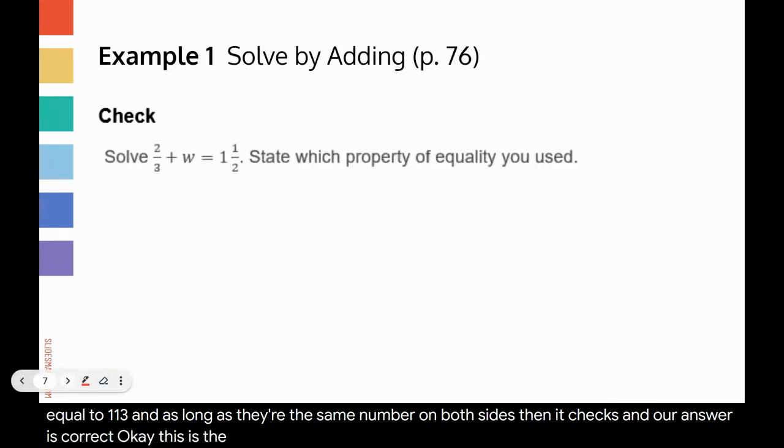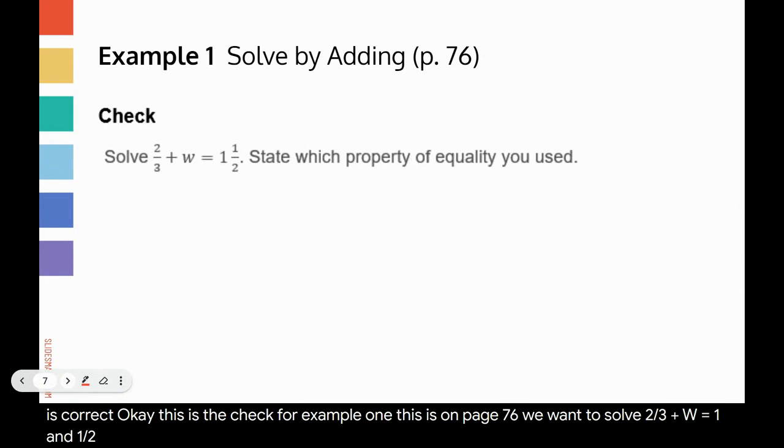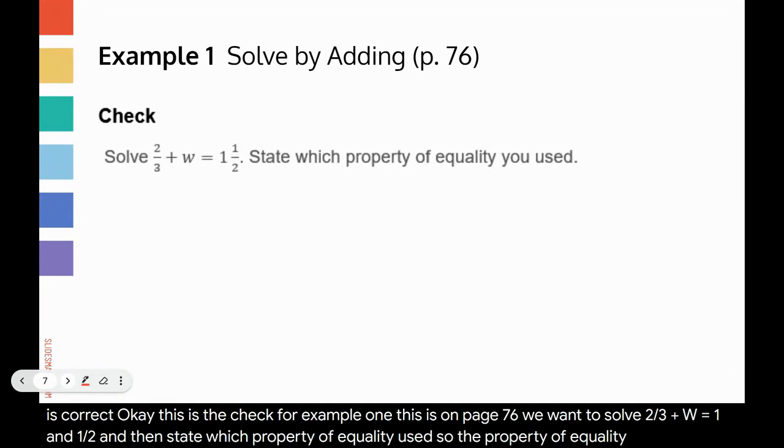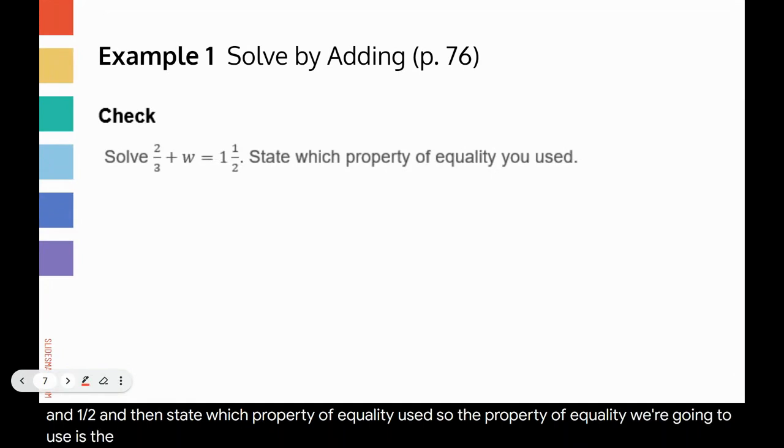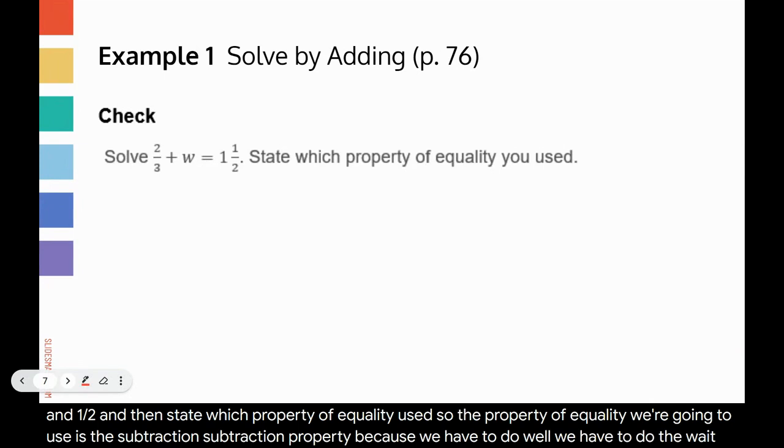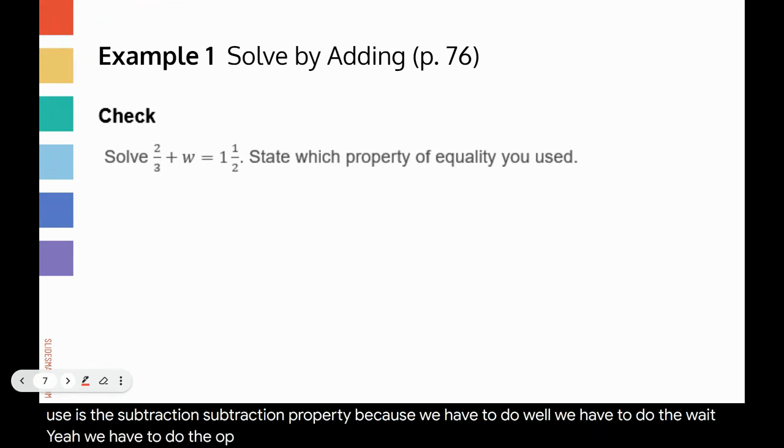Okay, this is the check for example 1. This is on page 76. We want to solve 2/3 plus w equals 1.5, and then state which property of equality you used. So the property of equality we're going to use is the subtraction property, because we have to do the opposite.